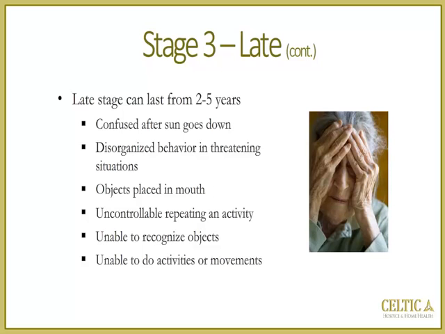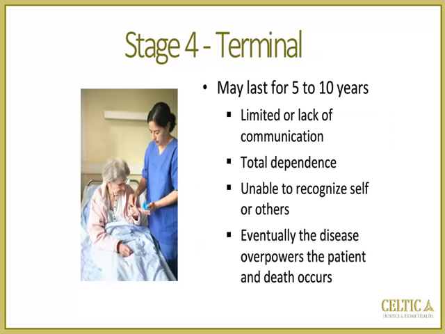You'll see confusion after the sun goes down, or sundowning syndrome, disorganized behavior in threatening situations, objects often placed in the mouth, uncontrollable repeating of an activity, inability to recognize objects, and inability to do activities or movements that they normally were able to complete. And finally, stage 4, or the terminal stage of Alzheimer's disease.